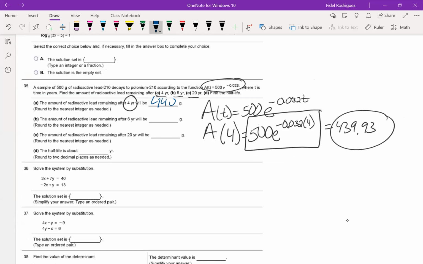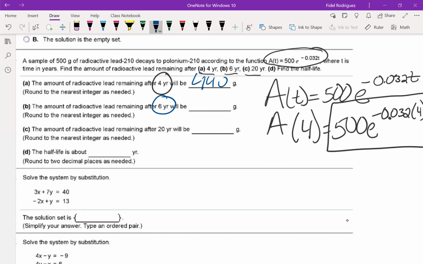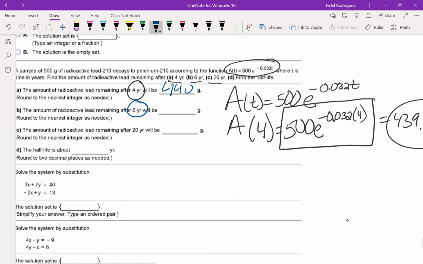Now, I want you to look at part B. Part B says we're doing the same thing, except now it's 6 years. So I'm going to write this the same way we did before, but now with a 6. Again, this part right here is where I'm going to enter in on my calculator. So let's do that part.